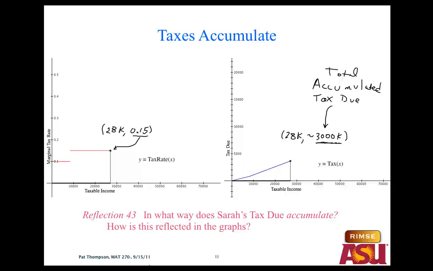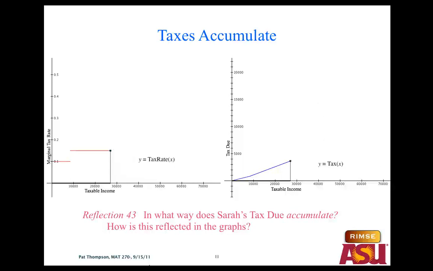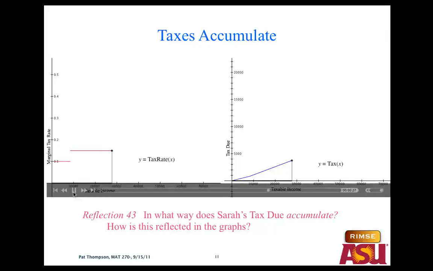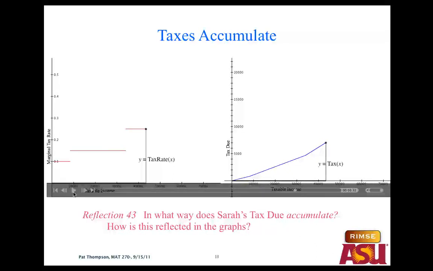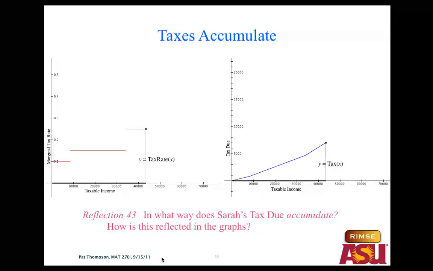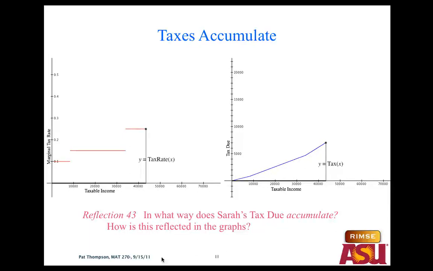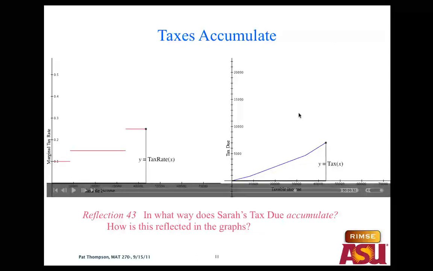So for the first, around $8,000, there's a tax rate on that. Then past that there's a different tax rate, and that's the thing that changes. Okay, so you're saying every single time your tax rate changes, it's a different rate.